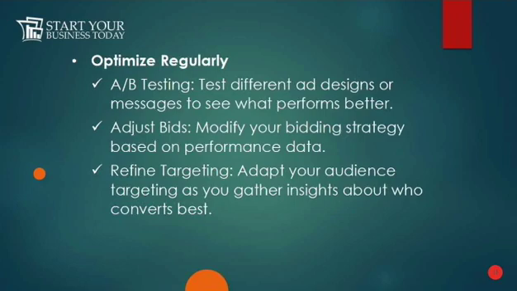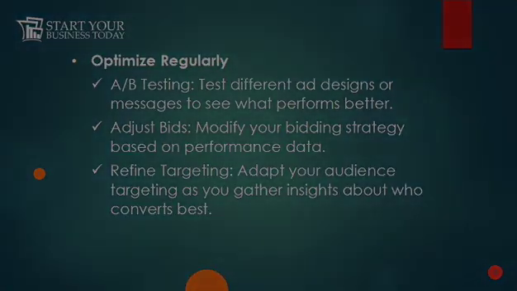Optimize regularly. Optimization is critical for long-term success. Here's how to do it. A/B testing. Test different ad designs or messages to see what performs better. Adjust bids. Modify your bidding strategy based on performance data. Refine targeting. Adapt your audience targeting as you gather insights about who converts best.